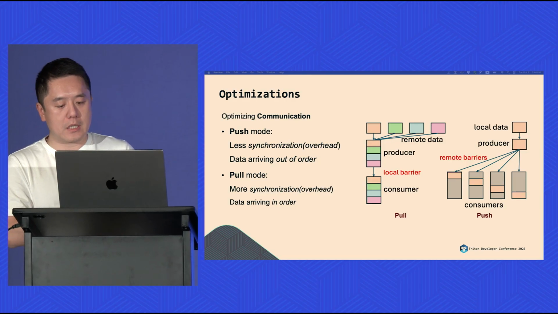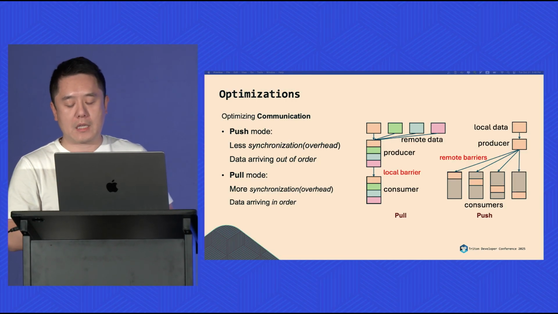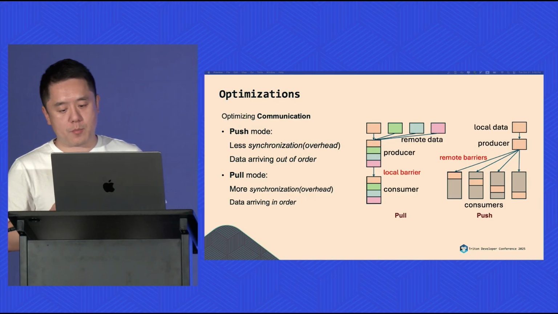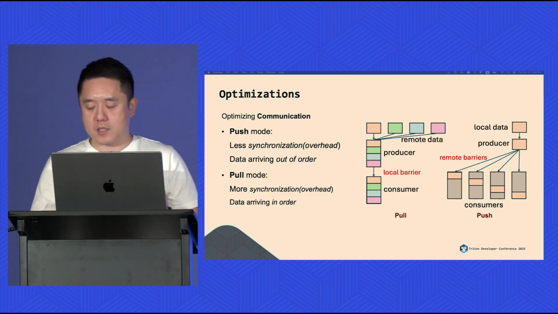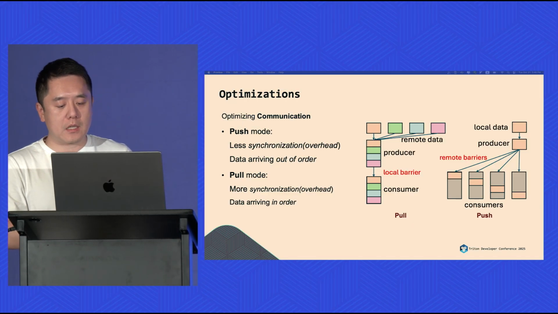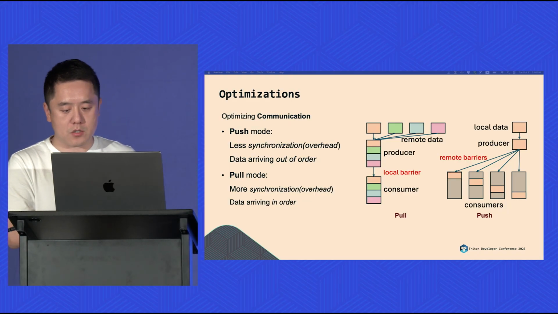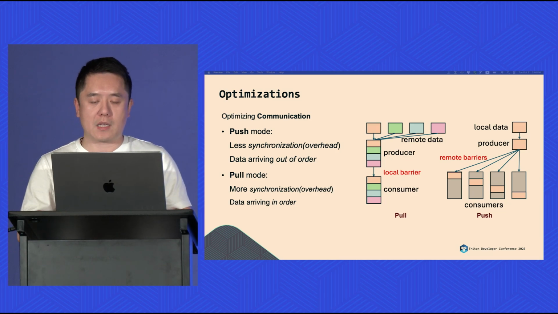And for the pull mode, basically we fetch the data from the remote buffer to local and set the local signals. This approach requires extra barriers before and after communication to ensure data visibility and completion of the data transfer. The advantage is that you can expect precise control of the data arriving order. However, it has the extra barriers, so it has extra overhead.